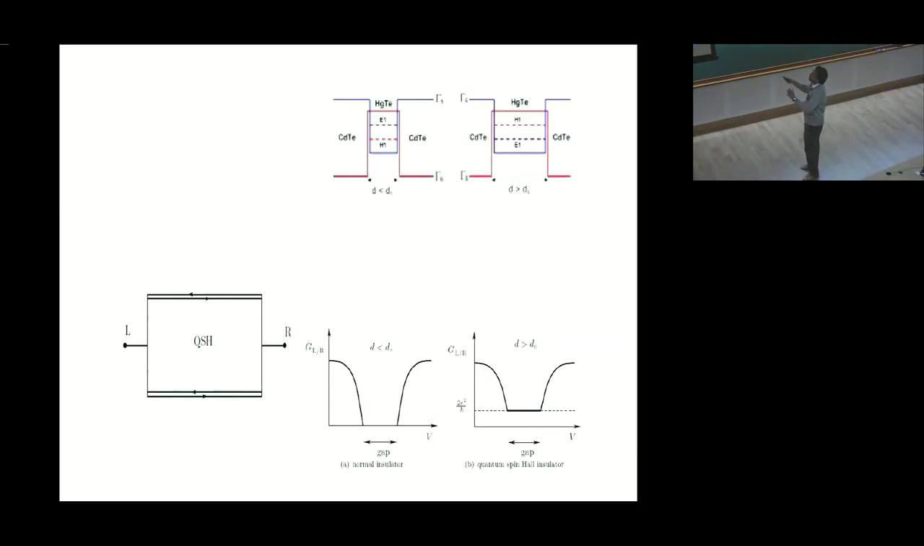D less than Dc, and also D greater than Dc. The D greater than Dc system has some sort of this quantization, and it was also verified experimentally within one year by the Molenkamp group of Germany. And this is the physics of the quantum spin Hall effect: if one of the particles, some Kramers partner, goes in the left-handed direction, the other goes in the right-handed direction.